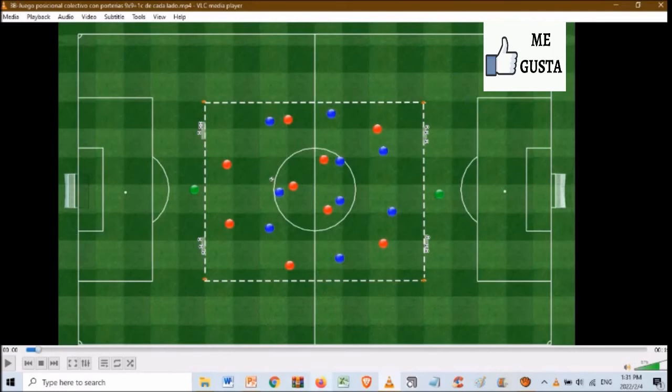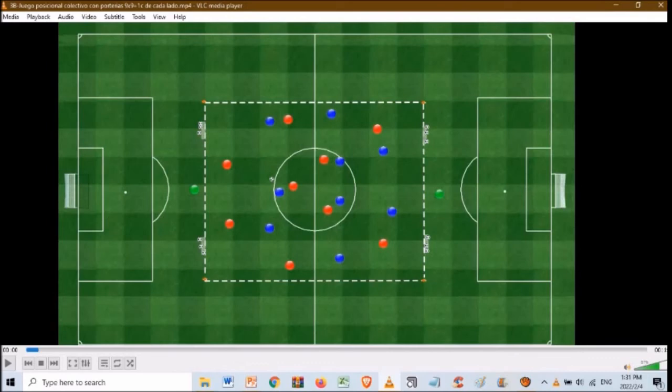Same thing here. We put a 9v9 with 2 jokers who will be the 2 center forwards. One team is playing a structure of 4-2-3-1, which are the blue, and the reds, which go from left to right, are playing a structure of 4-3-3. The only thing is that when the red team has the ball, the joker on the right will play as support, so it will be a 10v9. So they have to take advantage of numerical superiority, find the free man.